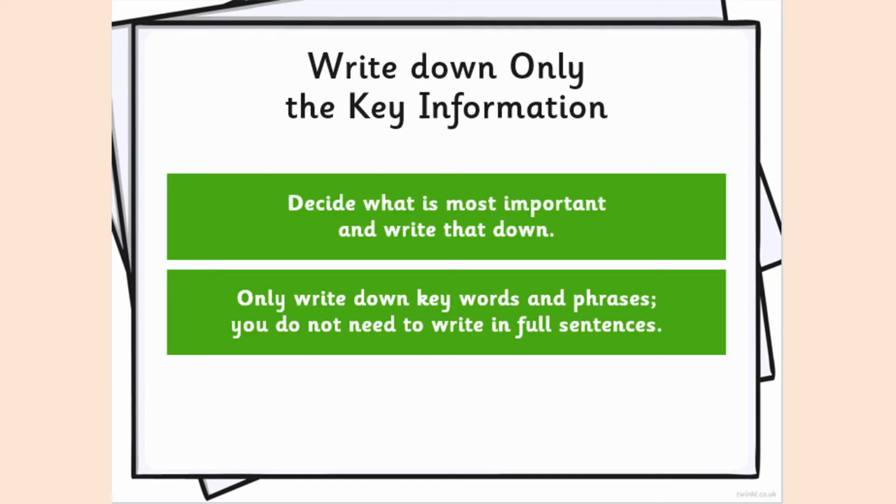Write down only the key information. Decide what is most important and write that down, and only write down keywords and phrases. You do not need to write in full sentences. If you write down the keywords and phrases, then that'll help you remember what the text was about. So you do not need to write in full sentences.